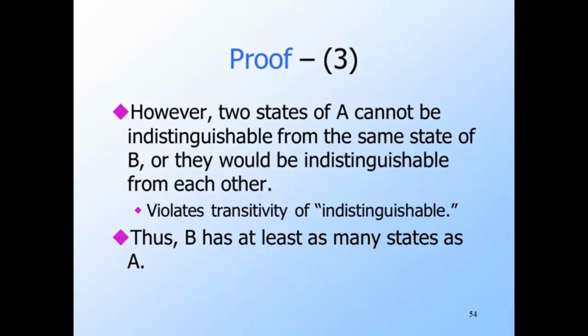Now, we use the transitivity of indistinguishable to argue that no 2 states of A are indistinguishable from the same state of B. For if they were, they would be indistinguishable from each other. But A cannot have indistinguishable states because we merge them all in constructing A. Thus, B has at least as many states as A, even though we started off assuming that there was no relationship between the automata A and B, except that they each accepted the same language.